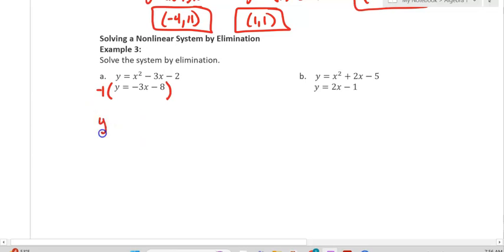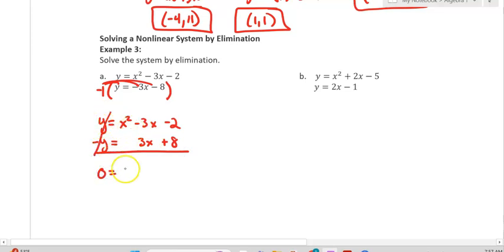So the first equation I'm just writing down. And then I multiply this equation by negative 1. So I get negative y equals 3x plus 8. And look how I line them up. Now if I add or subtract straight down, the y minus y makes 0. X squared comes down. Negative 3x plus 3x also happens to make 0. And then negative 2 plus 8 is plus 6. So I'm going to solve that.